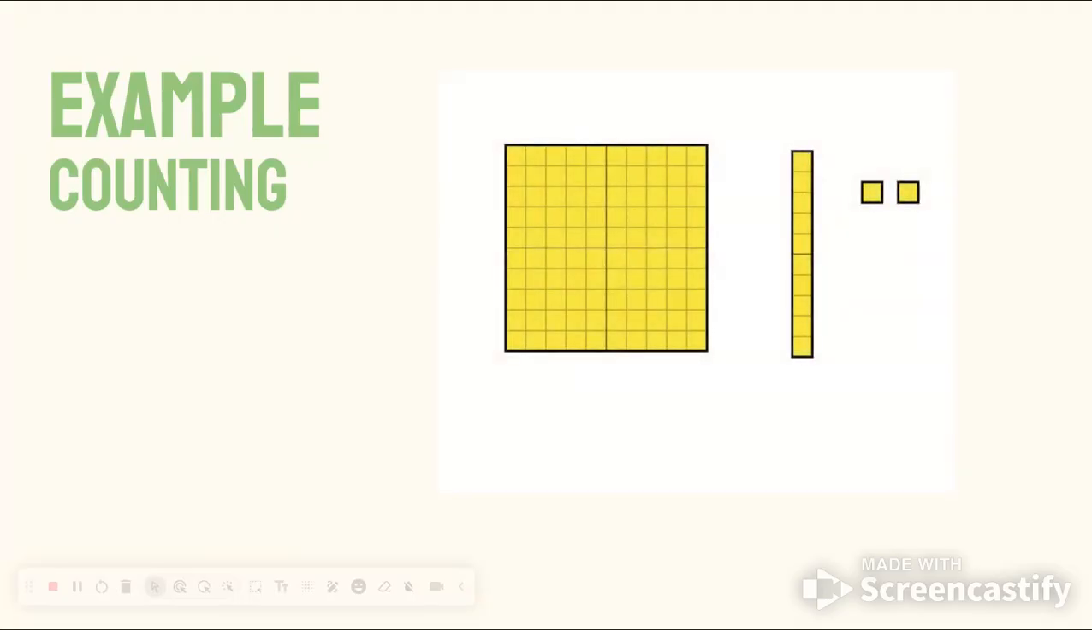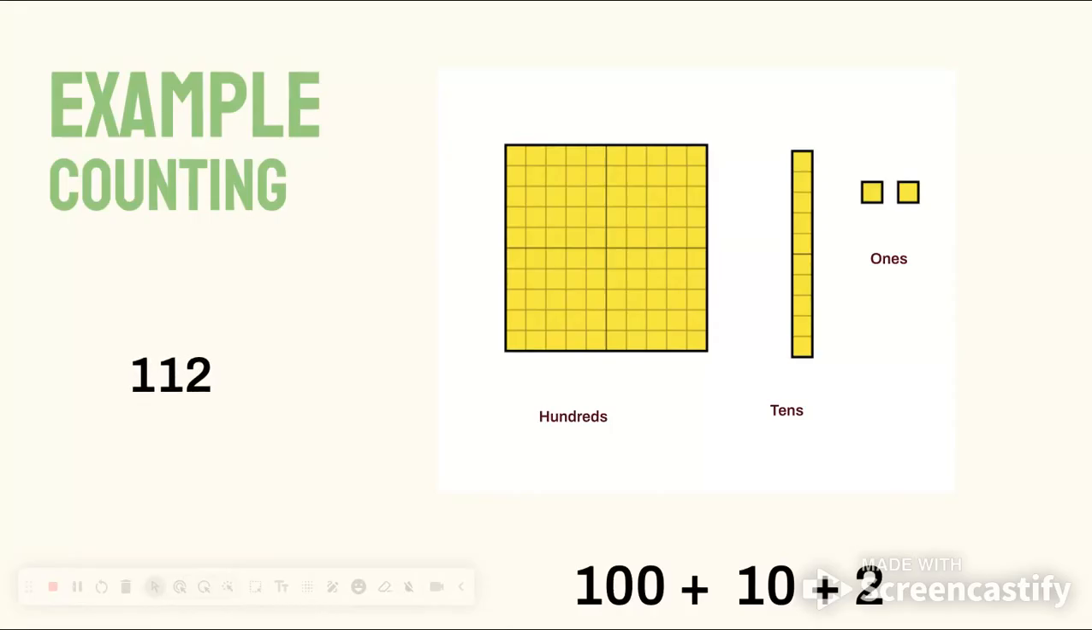Example with counting. You can see we have hundreds, tens, and ones. So if we count them, we have 100 plus 10 plus 2, which will give us 112. So when you see them in their place value, you can easily add them up together to get your sum.